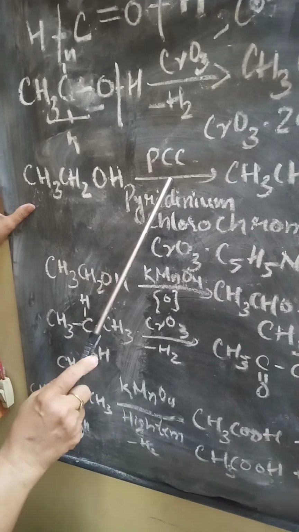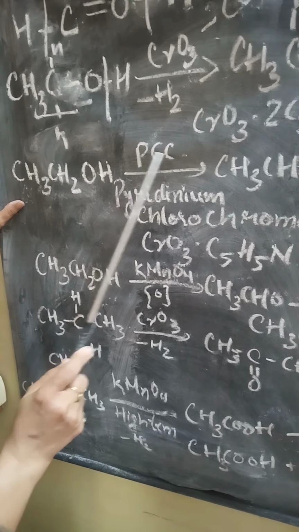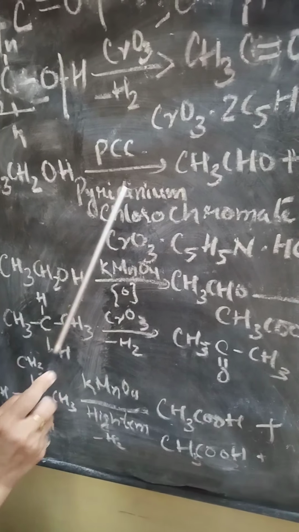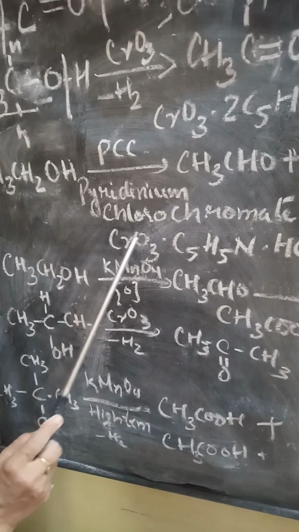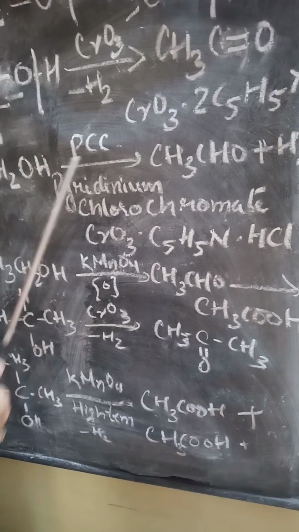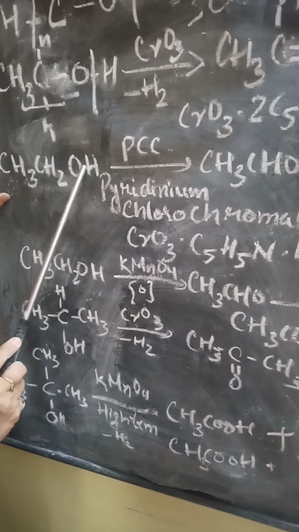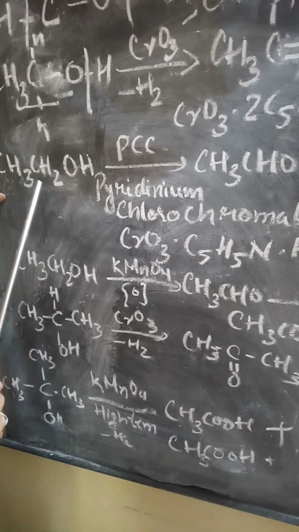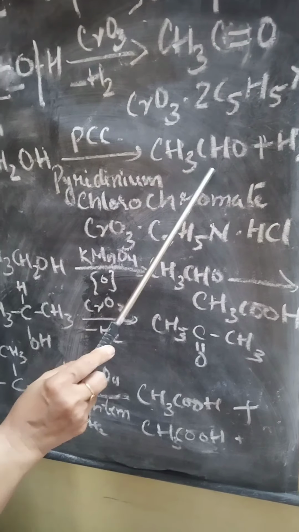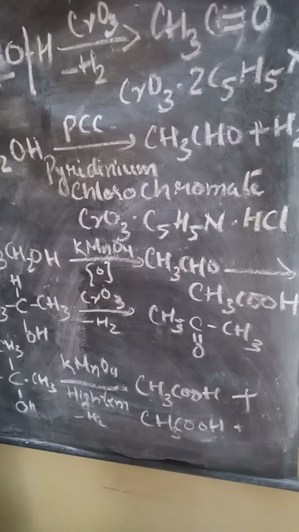Another oxidizing agent, PCC, is added. Alcohol is treated with PCC. The full form of PCC is pyridinium chlorochromate. The formula for pyridinium chlorochromate is CrO3.C5H5N.HCl. Here also the same thing happens. The bond between oxygen and hydrogen breaks, and one bond between carbon and hydrogen breaks, thereby resulting in the formation of aldehyde. With the liberation of hydrogen, it indicates an oxidation reaction has taken place.